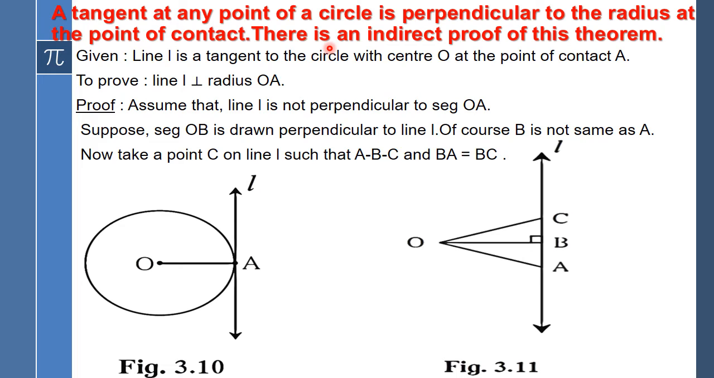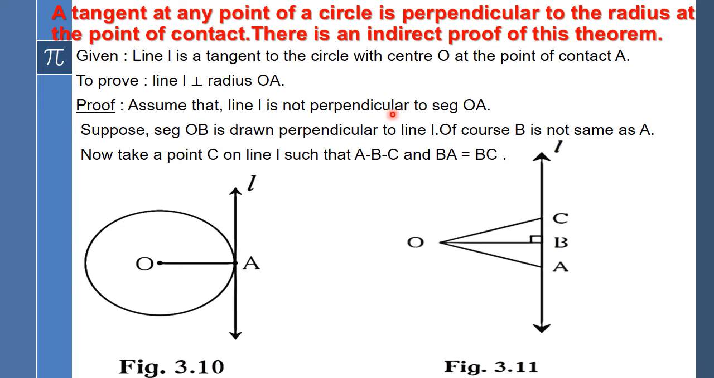So the given part over here is line L is a tangent to the circle with center O at the point of contact A. If you see this diagram, you have a circle with center O, L is the tangent and the point of contact is A. To prove that line L is perpendicular to radius OA. So in indirect proof, our first assumption should be: suppose line L is not perpendicular to segment OA.